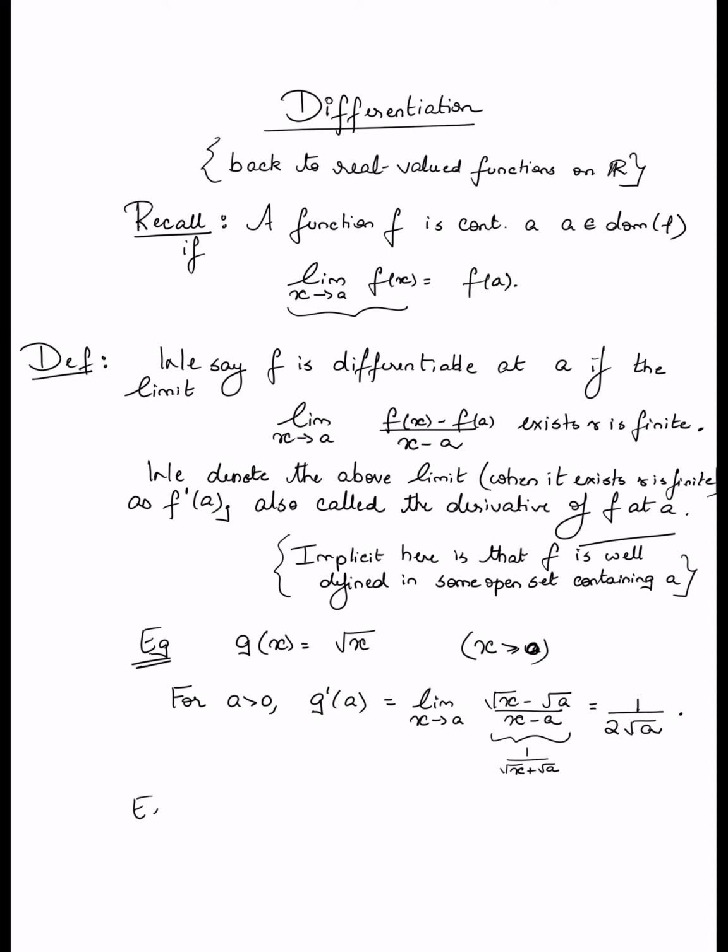Next example, along very similar lines: look at g of x equals x raised to n, for natural n. In this case, an elementary application of the same technique would tell you that the derivative is n times a raised to n minus 1. In other words, the limit as x tends to a of x raised to n minus a raised to n upon x minus a. Again, this ratio can be written using a factorization of the numerator, and using that factorization you will see quite easily that this limit is in fact n times a raised to n minus 1.